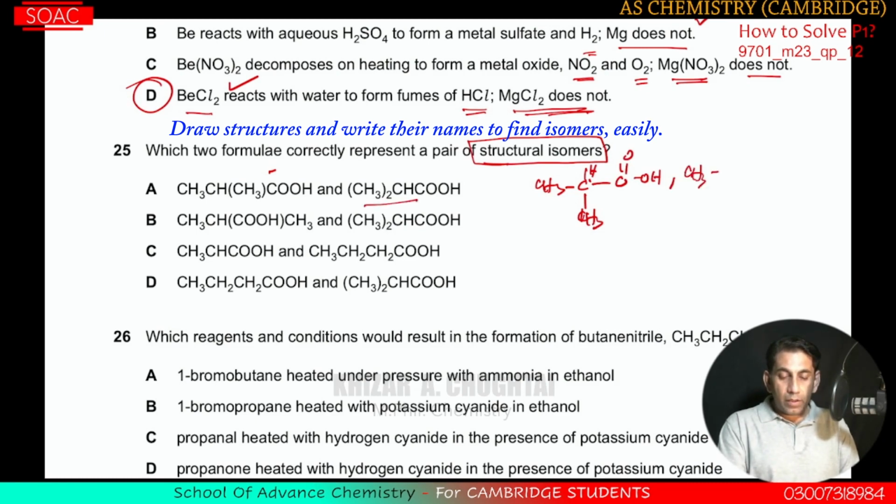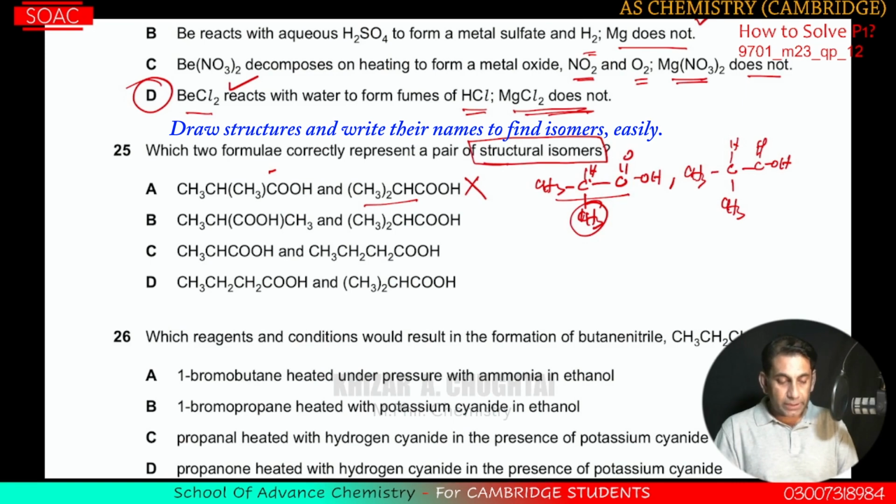CH3, C, CH3, CH, C double bond OH. They are one and the same thing, both having the same name, and the name is 2-methyl propanoic acid. So the first option pair is incorrect.